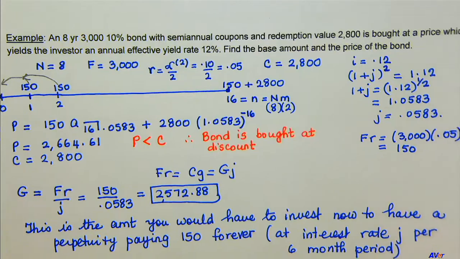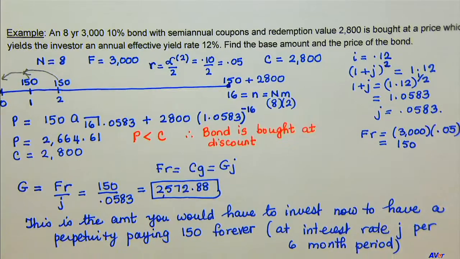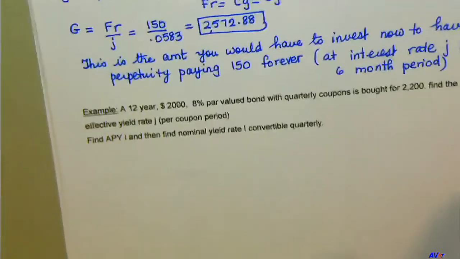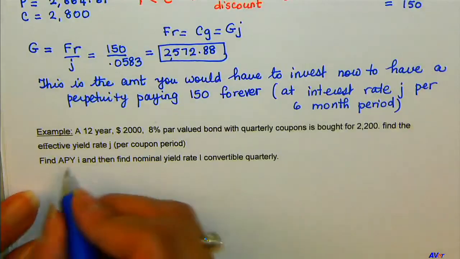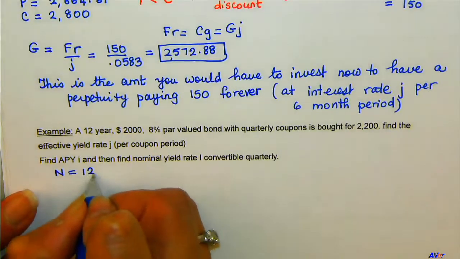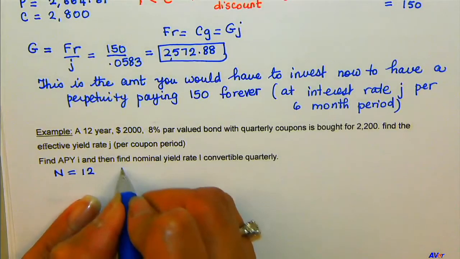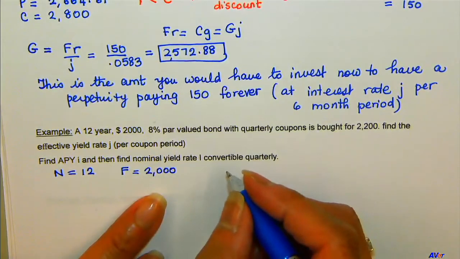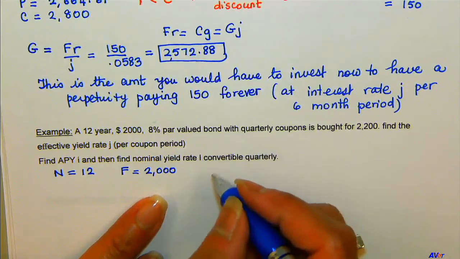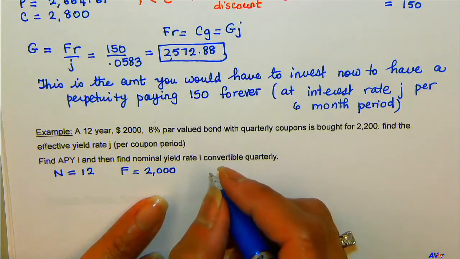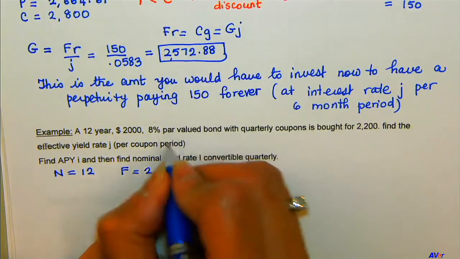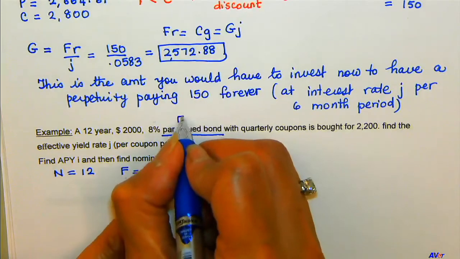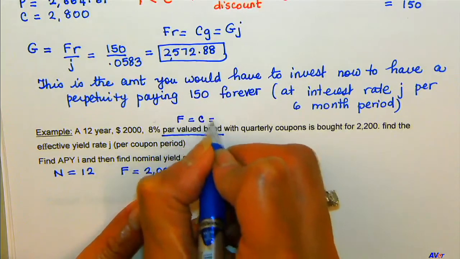Next one. A 12-year, $2,000 face amount, 8% par value bond. A par value bond is a bond where F is equal to C. So immediately they're telling you what C is. Par value bond means F equals C, which is 2,000.